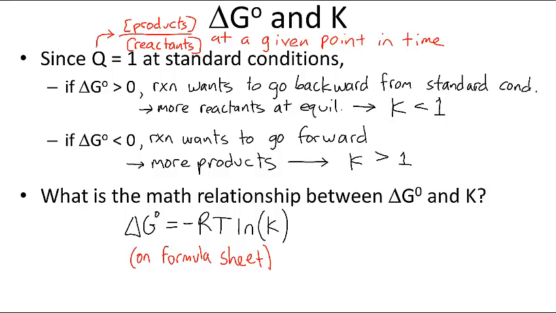As K gets bigger, if K is bigger than 1, the natural log of a number bigger than 1 is going to be a positive number. So negative RT ln K would be a negative number. That's what we set up above: K is bigger than 1, delta G naught is negative. And if K is smaller than 1, the natural log of a fraction is going to be a negative number. So negative RT ln K would be a positive number, which matches what we said about when delta G is positive.